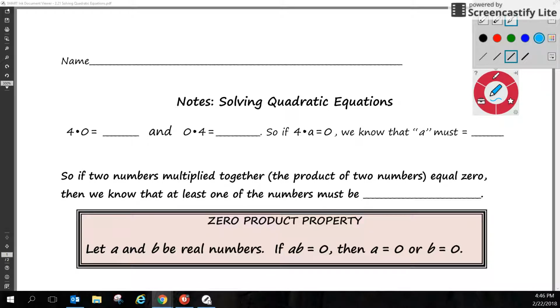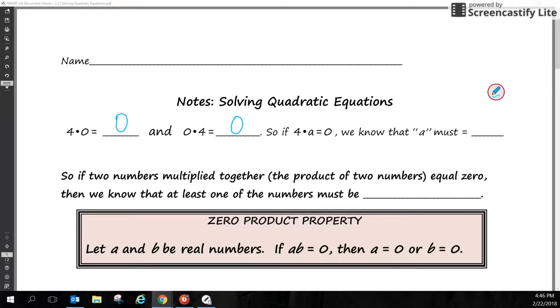So if I've got 4 times 0, the answer to that is 0. And then 0 times 4 is also 0. So if I have 4 times something, that something, which we're calling A here, it has to be 0. So if we multiply two numbers together, the product of these two numbers is equal to 0, then we know that at least one of those two numbers has to be 0. So this is how we would write that in math speak. If A times B is equal to 0, then either A is equal to 0 or B is equal to 0. And we're going to use this product property when we're solving quadratics.